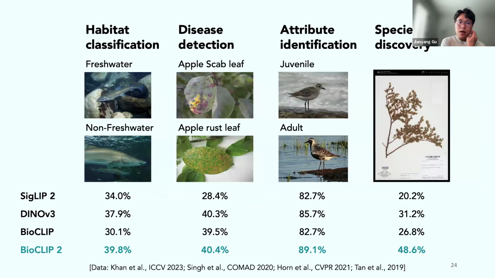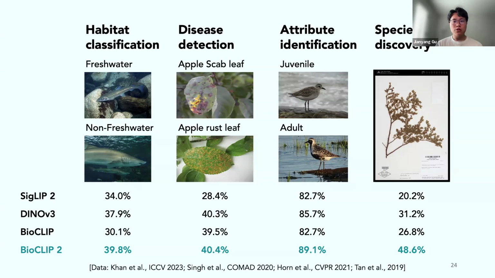And more importantly, as we discussed before, we not only want this model to do species classification, we also test this model on a series of ecological tasks, including habitat classification, agricultural disease detection, attribute identification, and species discovery. So we show that BioClip 2 performs much better than other very popular visual backbones. Here, SigLIP 2 and DINOv3 are some go-to answers. They are off-the-shelf models that people will often use when they need to deal with visual data.